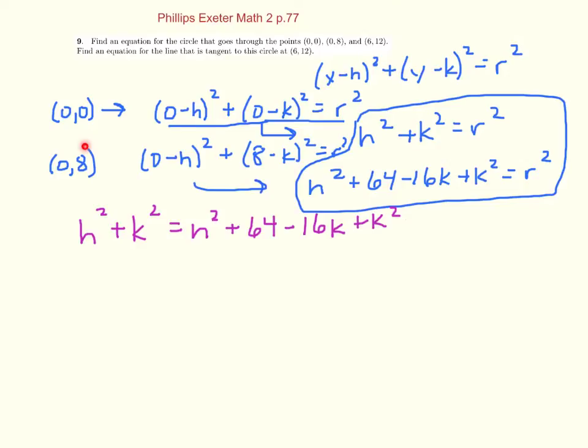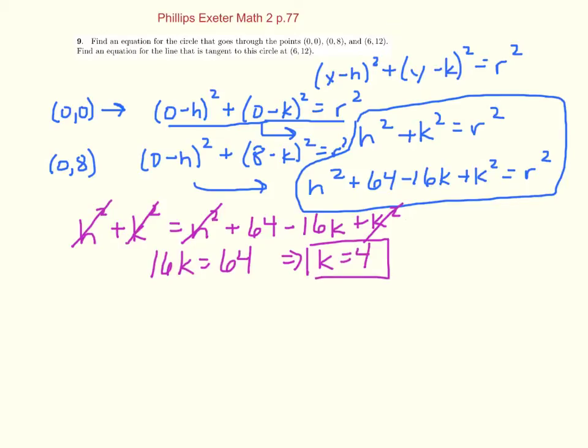This looks kind of messy, but what happens when I subtract an h squared from both sides? It cancels out the h squareds. What happens if I subtract the k squared from both sides? The k squareds are gone. So now, if I do a little bit of algebra here, 16k equals 64. What does k equal? 4. k equals 4. I have what k equals right away.